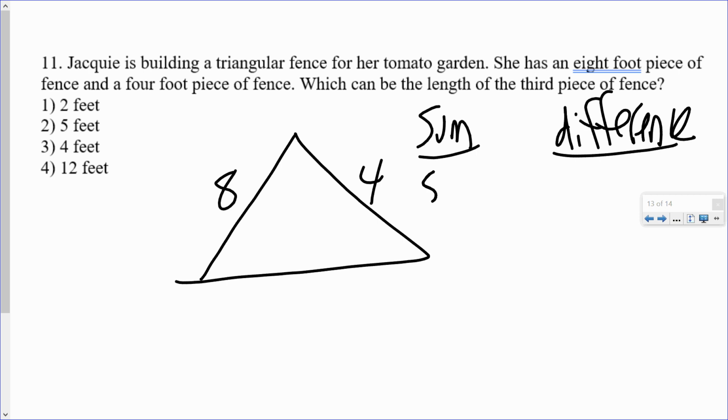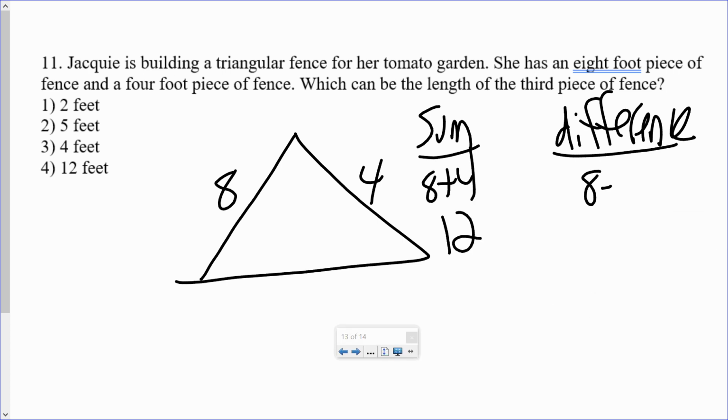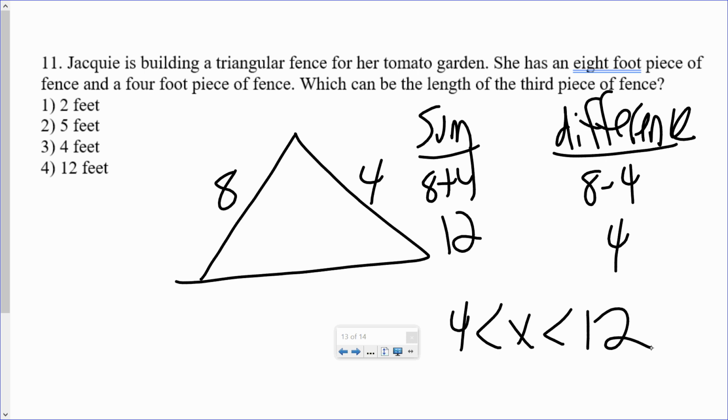I'm going to do 8 plus 4 is 12. I'm going to do 8 minus 4 is 4. It's everything in between 4 and 12, but not including 4 and 12. So 4 is out, 12's out, 2 is not in between 4 and 12, 5 is.